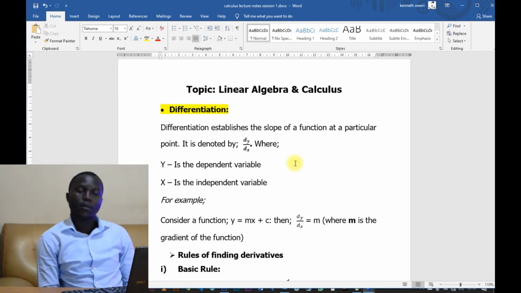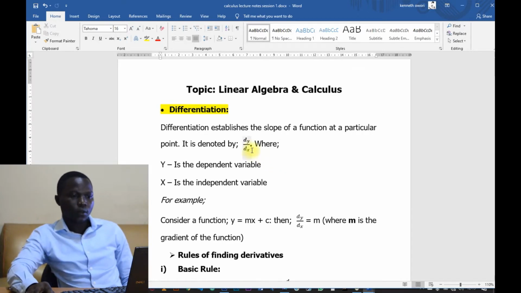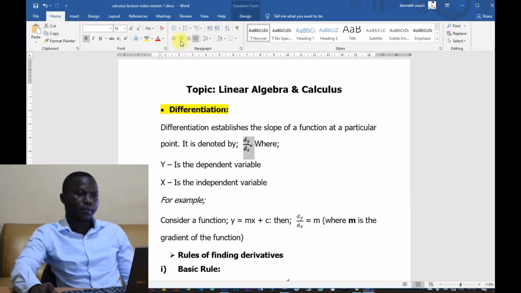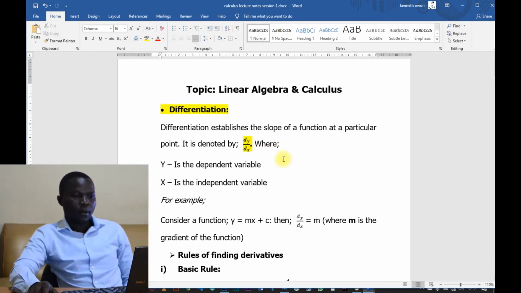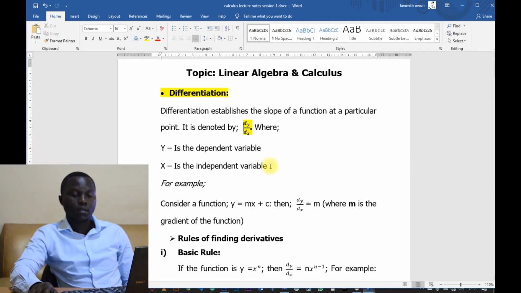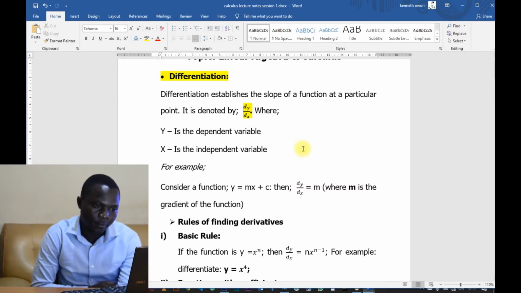So you find that with differentiation we have some rules that you have to follow. A derivative, the result when you differentiate, is known as a derivative, and a derivative of a function is denoted as dy dx. I hope you are following as I'm highlighting. In this, y represents a dependent variable, and x represents an independent variable.